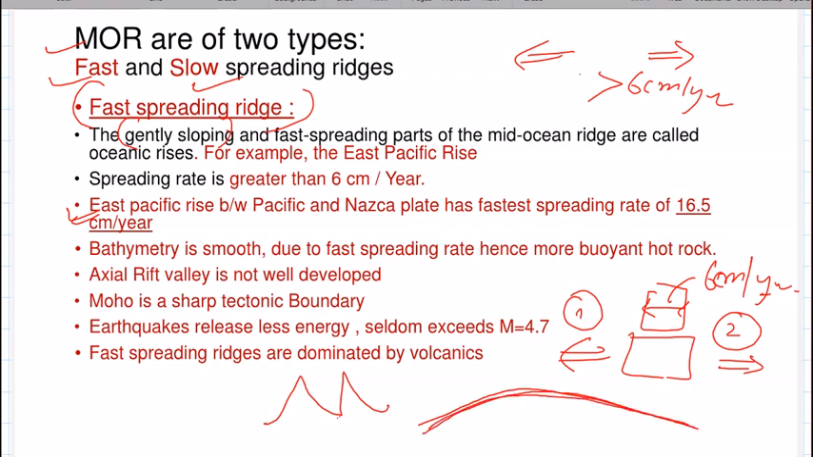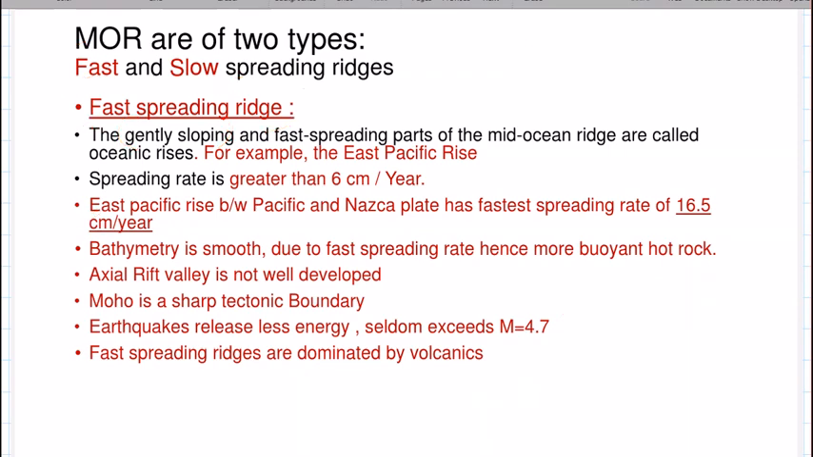Why does it happen? Because fast spreading ridges do not have enough time to create these highly elevated mountain ranges, rather they become shield type volcanoes. So the ridge is not sharp, rather it is smooth or gentle. The East Pacific Rise between the Pacific and Nazca plates has the fastest spreading rate of 16.5 centimeters per year. So this point you have to remember.